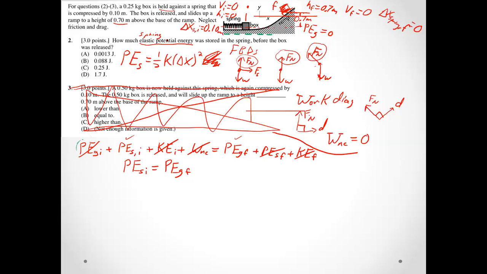And we were asked to find the spring potential energy or elastic energy. That's just another way to say that. Normally I would fill in for this term 1/2 k delta x squared, but that's not needed here. So we fill in this side, which is mgHf. So PESi equals 0.25 kilograms times 9.8 meters per second squared times 0.7 meters.